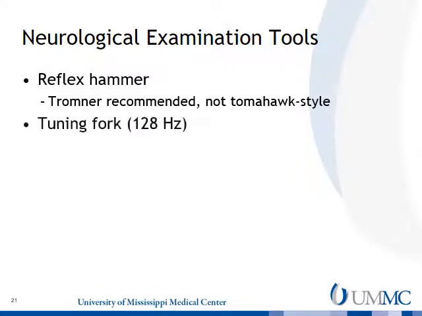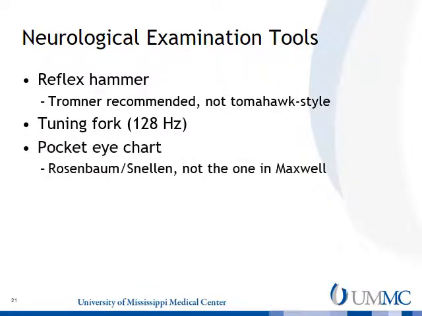A 128 Hz tuning fork for testing vibration sensation, a Rosenbaum-Snellen type pocket eye chart rather than the one in Maxwell for visual acuity testing, and some wooden-handled swabs which can be broken to test touch sensation and then discarded. All of these tools are usually available in the UMC bookstore, although they may have limited supplies. However, you can purchase the complete set for about $50 from online retailers like Amazon.